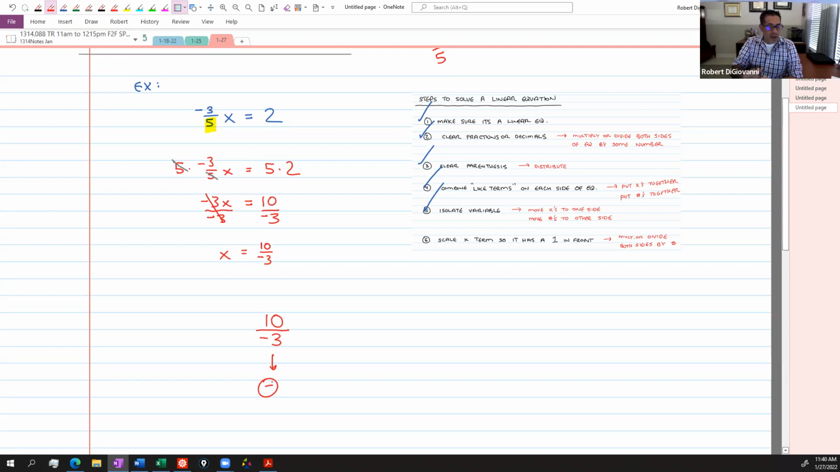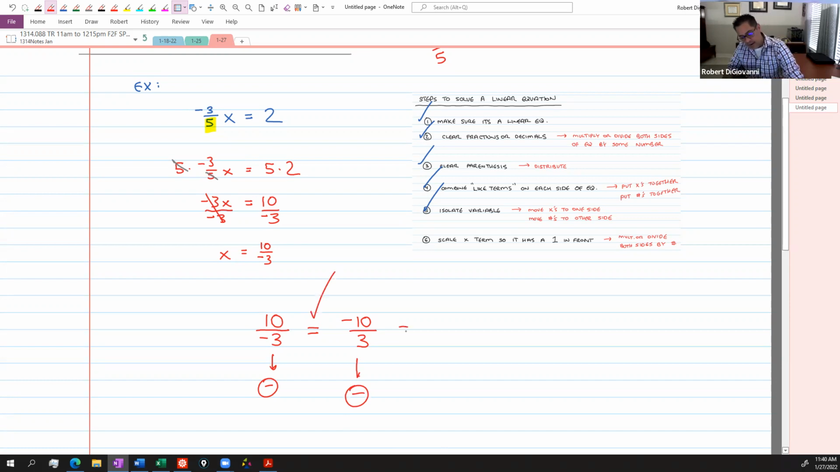The reason I'm asking is, is this the same as -10 over +3? Are those the same numbers? If I take 10 and divide by -3, do I get the same thing that I would get if I took -10 and divided by +3? Anyone know? Yes, it is the same answer. It's also a negative number, but they are in fact equal to one another.